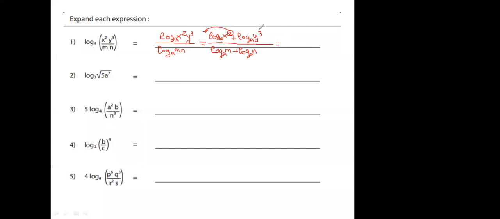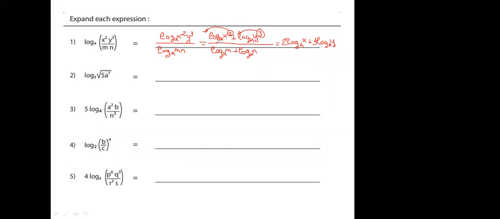And now we use it up front. So we take up front 2 and 3. And in the end we'll get 2 logarithm of ax plus 3 logarithm of ay.